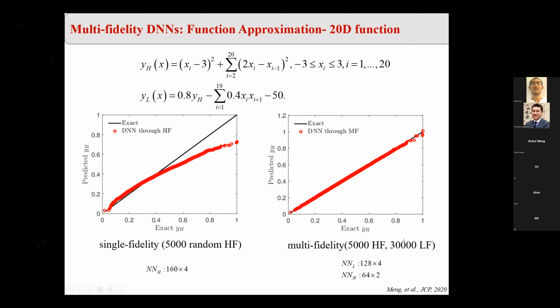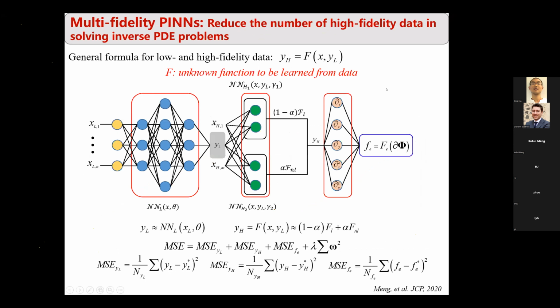And then we assume that we have 30,000 low fidelity data here, and try to use our method to assimilate the low fidelity data and high fidelity data to perform the multi-fidelity modeling. And as we can see, the results are much better than single fidelity modeling. So in addition to the function approximation case, we can achieve very high accuracy based on a very small number of high fidelity data. In PINNs, if we would like to solve an inverse problem, we also have to require some measurements for the solution.